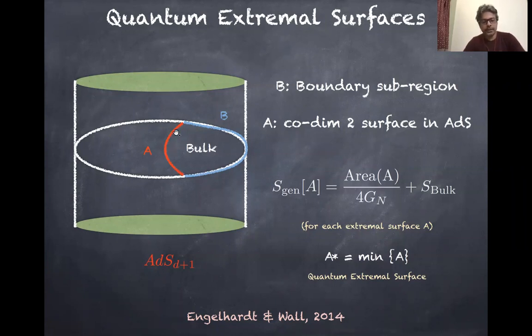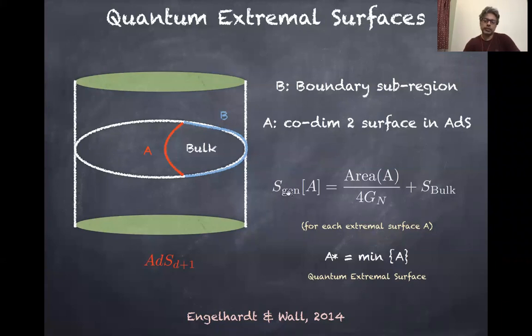The answer is that the bulk region to which this subregion is dual is the region that is within this blue line and the red hypersurface. Whatever is within this bulk region is dual to the boundary subregion B. How do we see that? Well, one way to see that is to construct this generalized entropy function, which I have defined here.